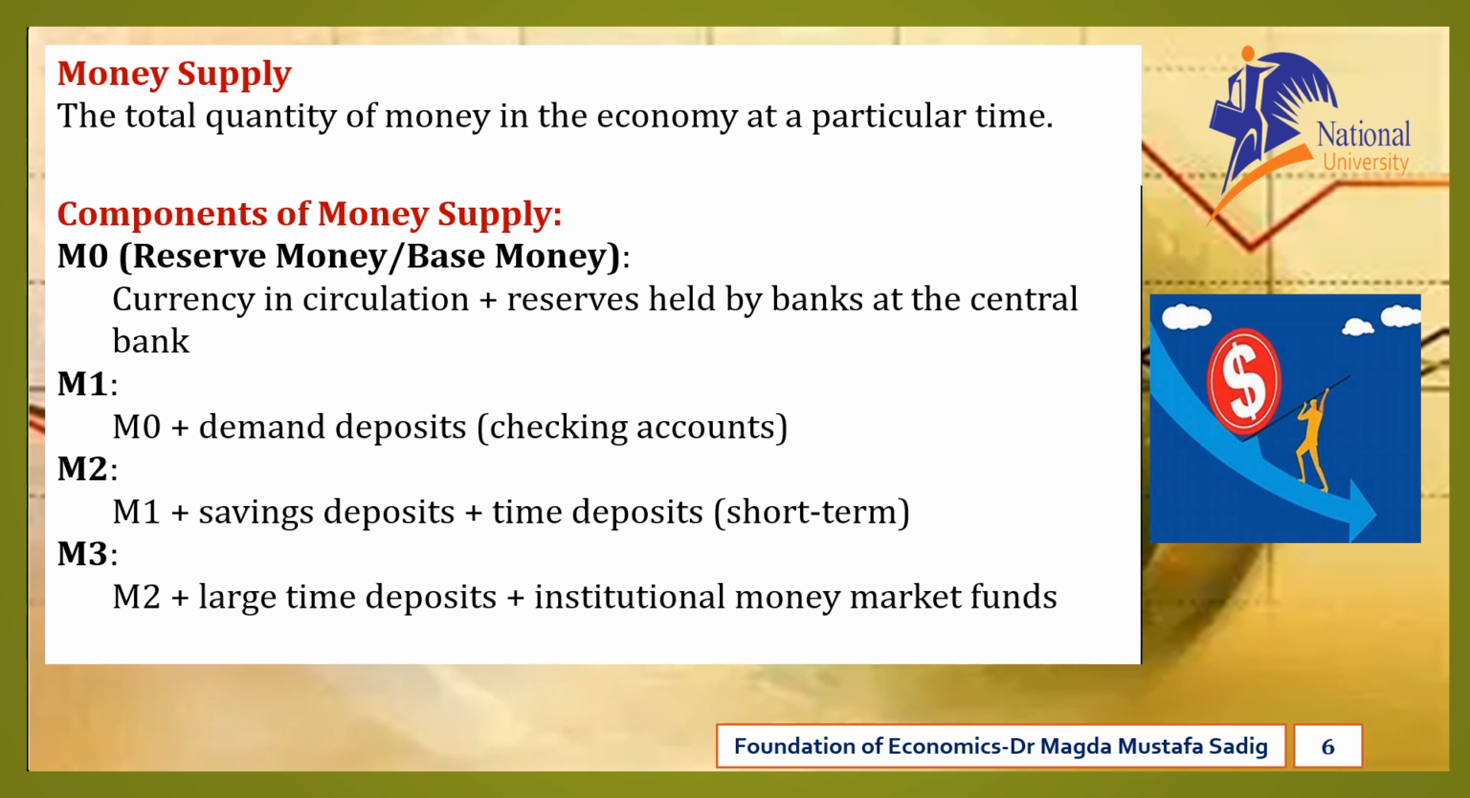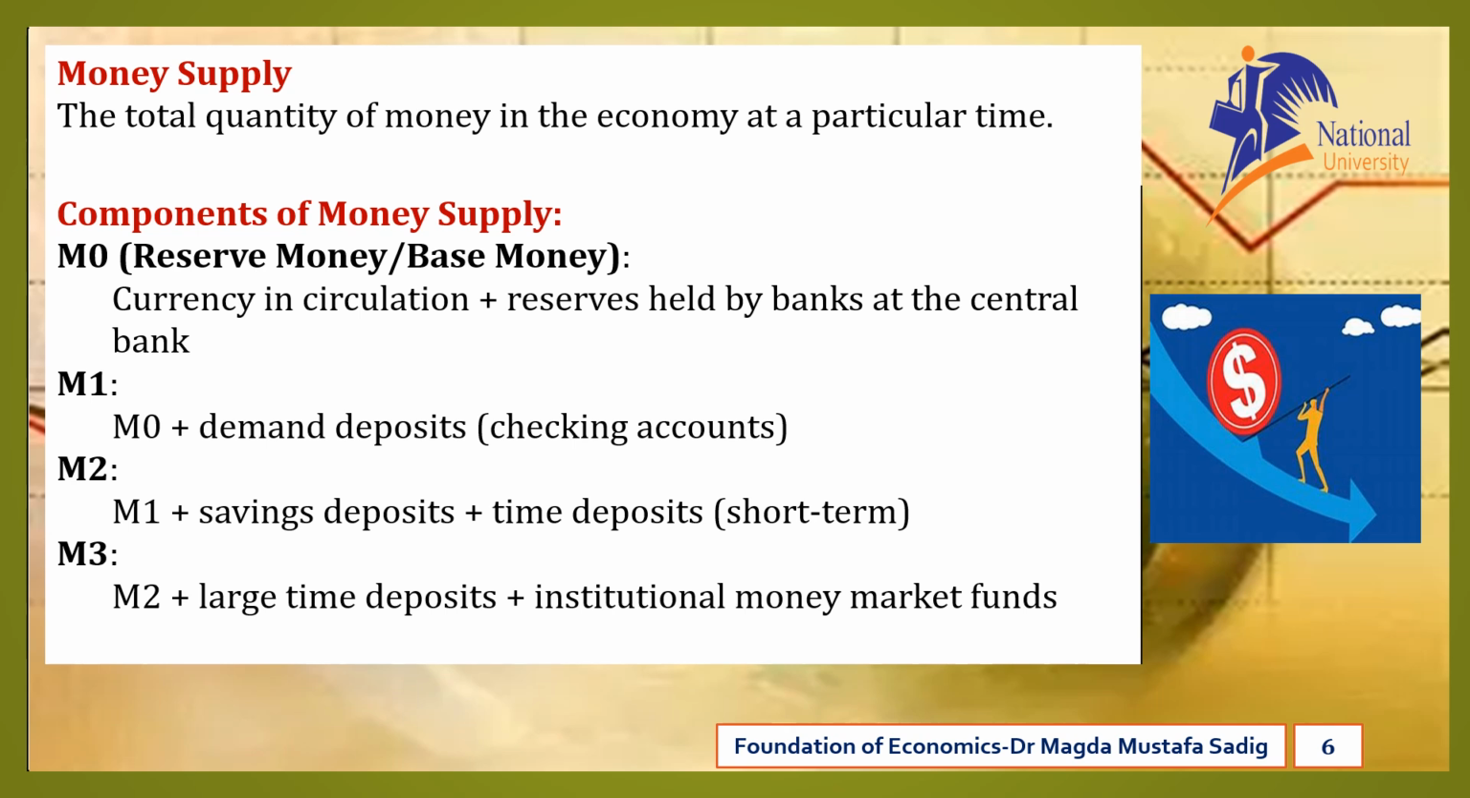In this slide, we will explain one of the most essential concepts in economics, the money supply. We will also explore its main components, M0, M1, M2, and M3, in a simple and easy to understand way. The money supply is the total amount of money available in an economy at a given time. It includes all the money people can use to spend, save, or invest.